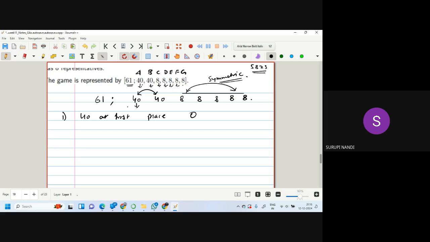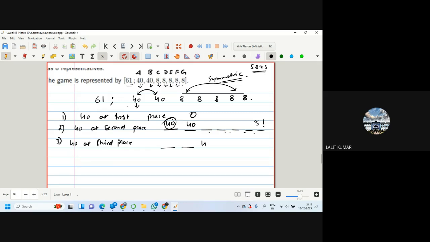Yes. Second, 40 at second place, it will be relevant only if 40 is here. Yes, if 8 comes then he is not relevant. Yes. 1, 2, 3, 4, 5. So this can be filled in 5 ways. So this is 5 factorial. Third, 40 at third place.